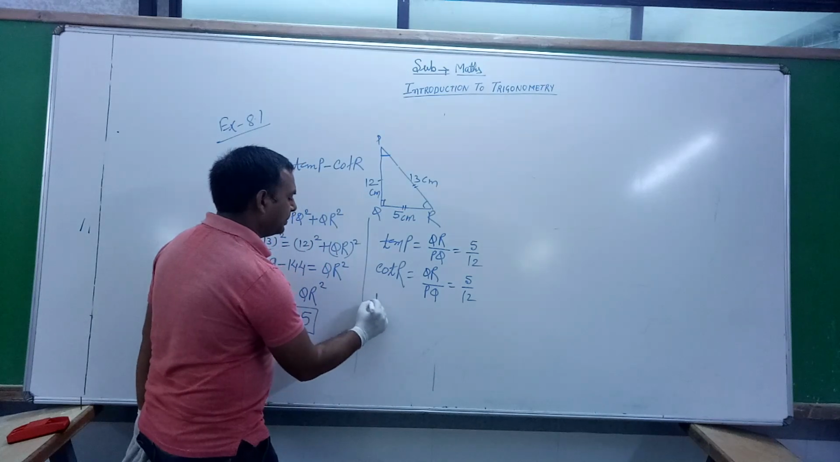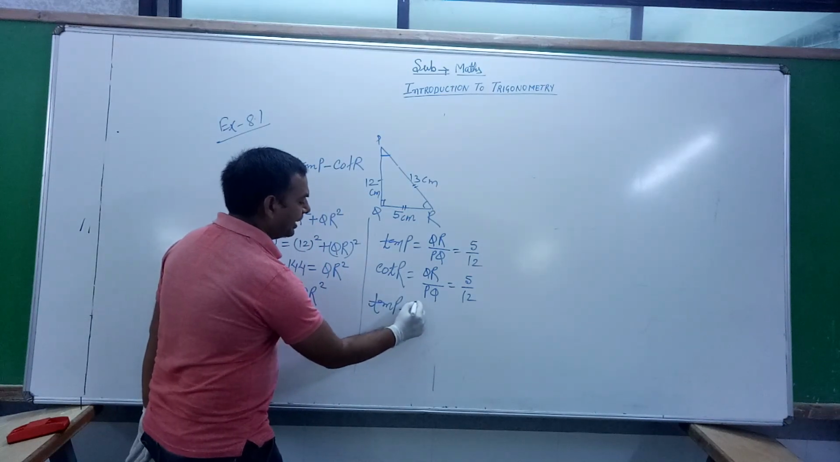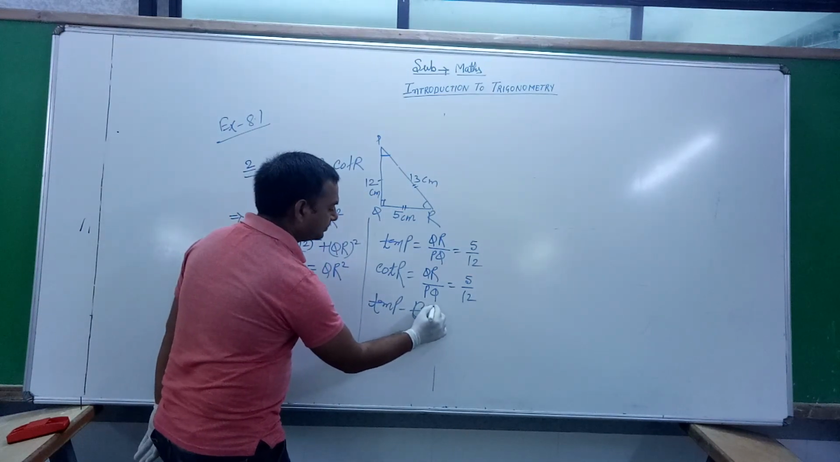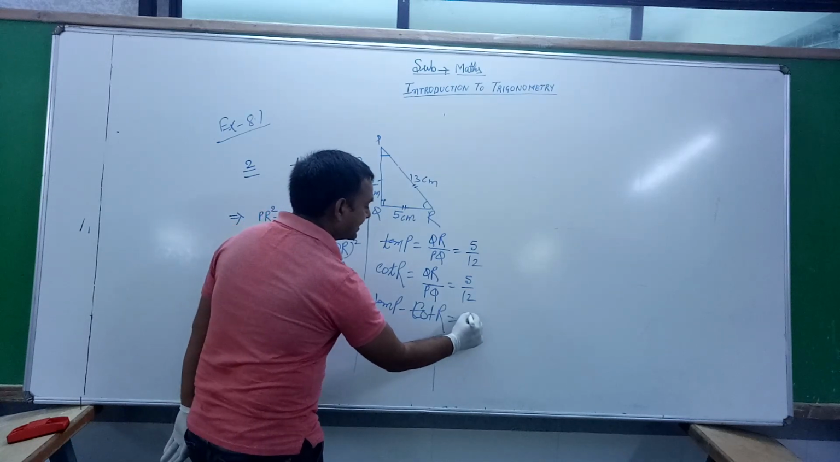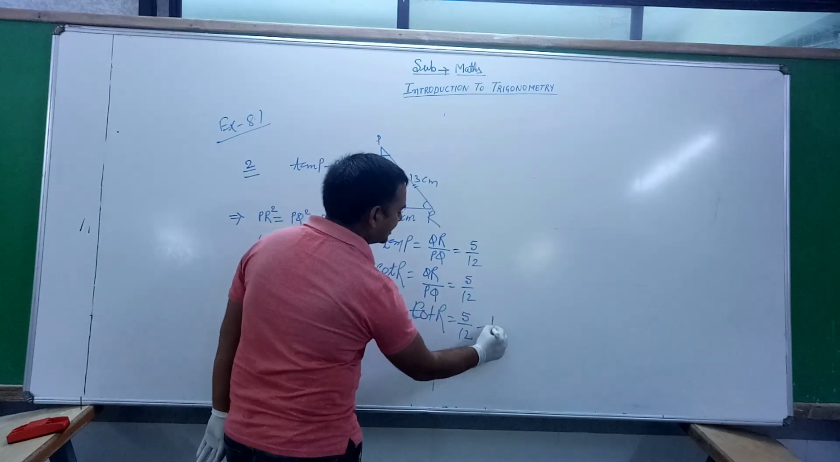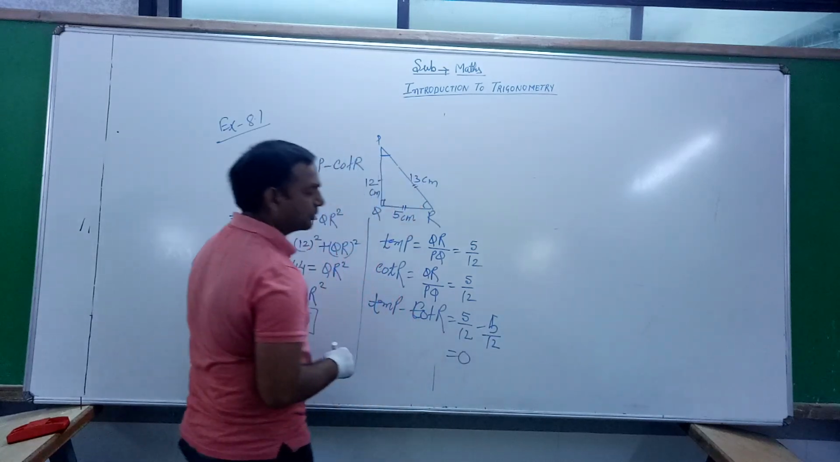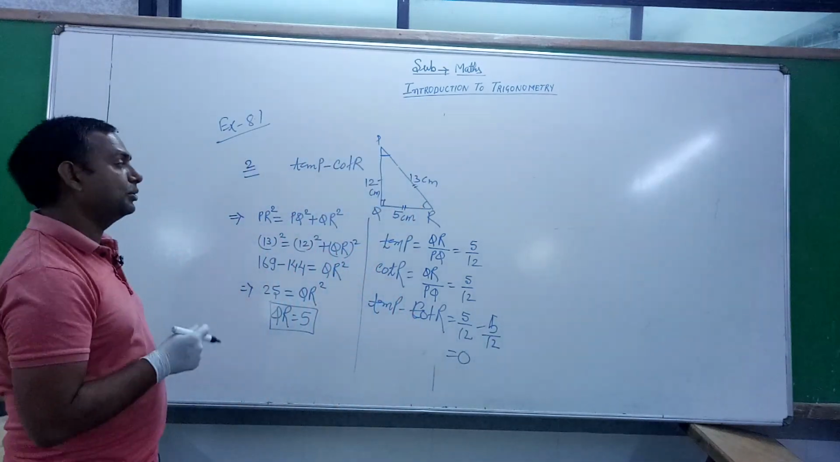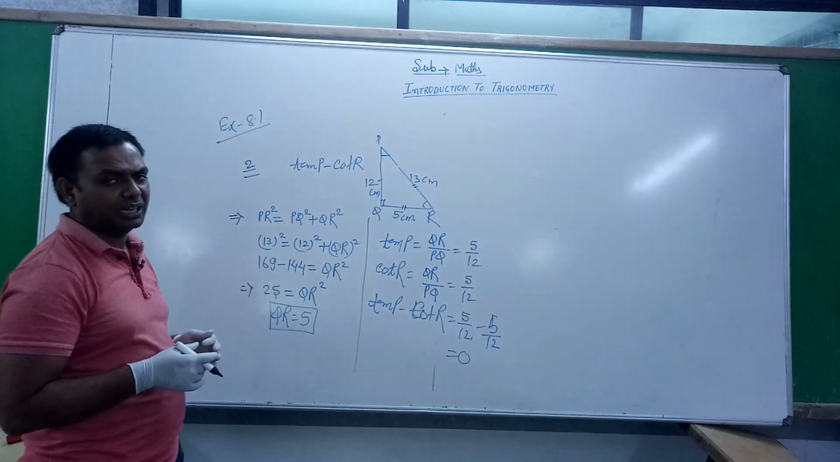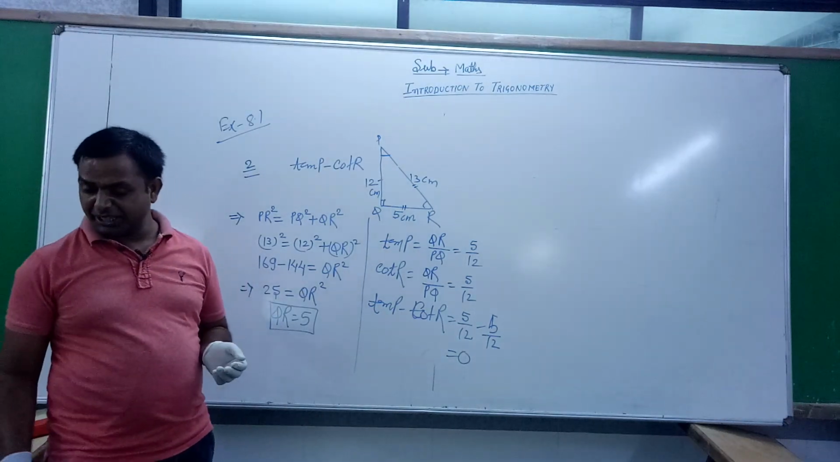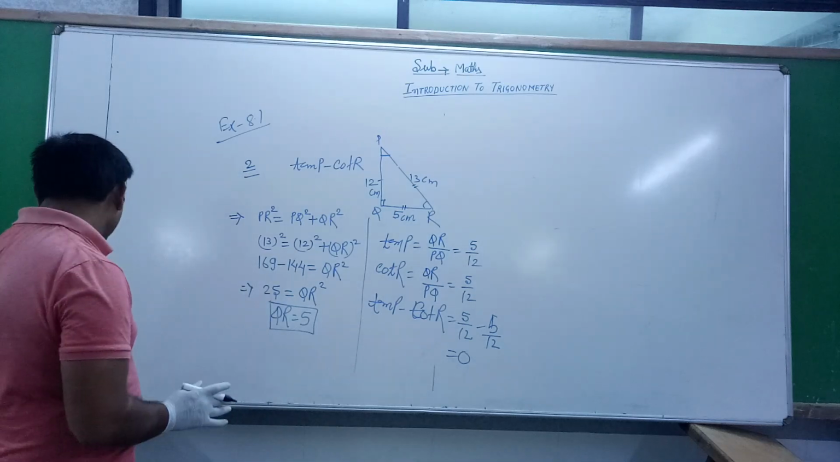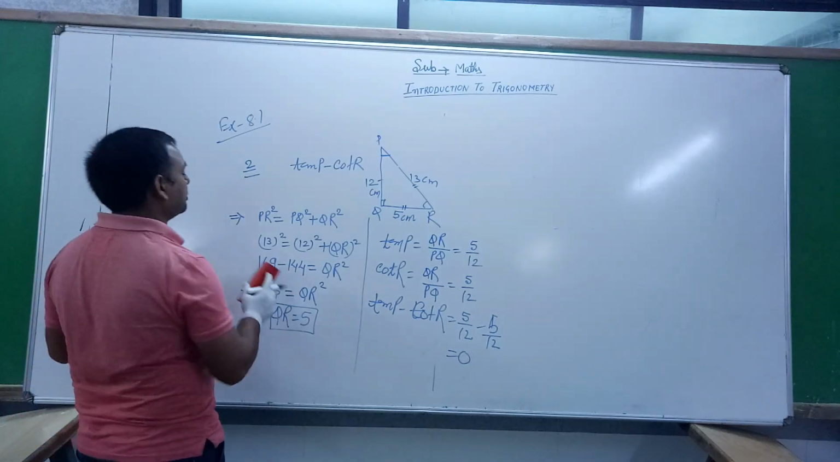Therefore, tan P minus cot R is equal to 5 upon 12 minus 5 upon 12, which is equal to 0. So the value is 0, because here you apply the formula and put in the values. Okay, so all of you understand. So we are going to solve the next question.